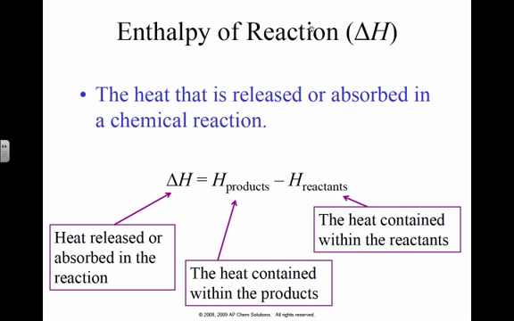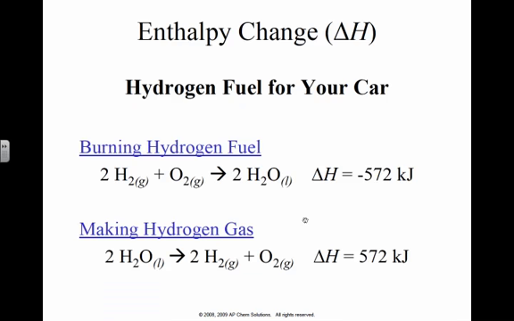The enthalpy of the reaction, this delta H, that H stands for enthalpy. You could think of it as heat if you would like to. The heat that is released or absorbed in a chemical reaction is equal to this equation. The change in heat is equal to the enthalpy of the products minus the enthalpy of the reactants. However much energy the reactants had over here is subtracted from the products. So the heat released or absorbed in the reaction is your delta H: the heat contained within the products minus the heat contained within the reactants.